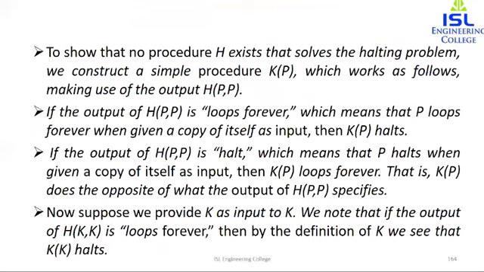To show that no procedure H exists that solves the halting problem, we construct a simple procedure K of P. And what are we doing? We are considering that the same program P is an input to itself. So if the output is "loops forever", it means K of P halts. And if the output is "halt", that means it actually loops forever. So that is basically how we are using proof by contradiction.